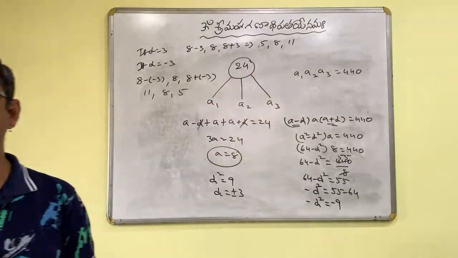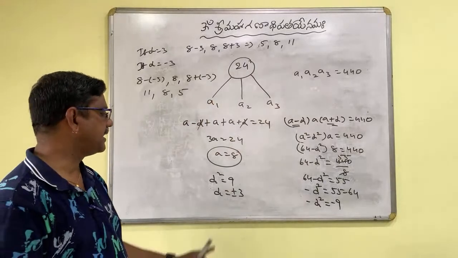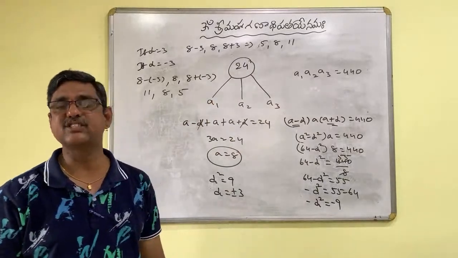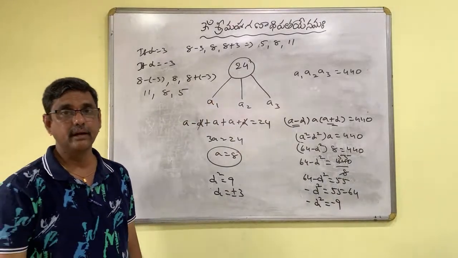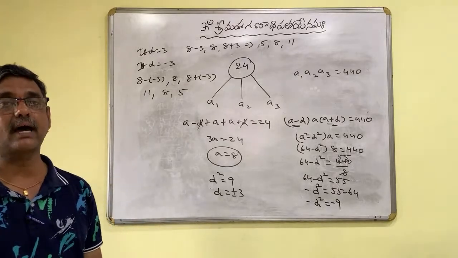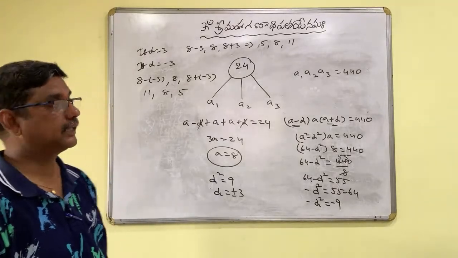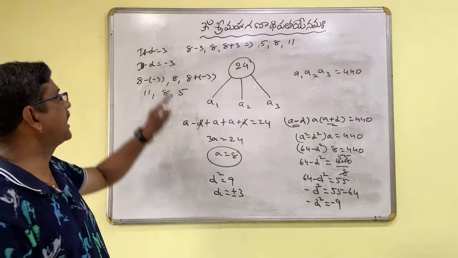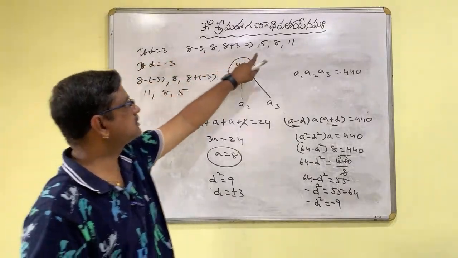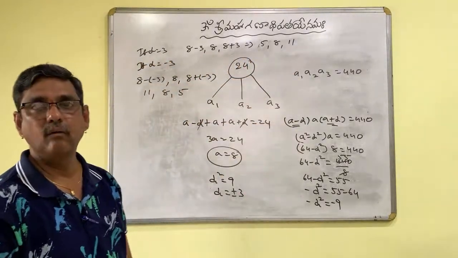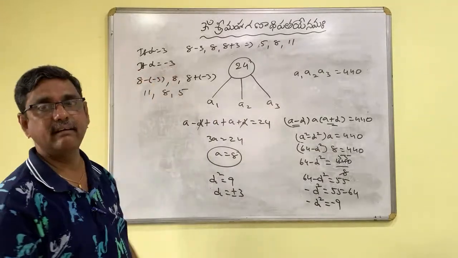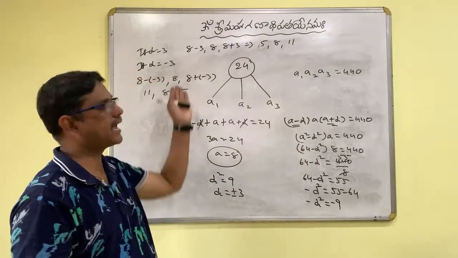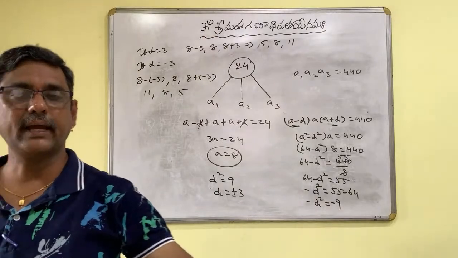Okay? We need to consider D as plus or minus 3. Don't take only D is equal to 3. You have to take plus or minus 3. I think you need to write the cases. What happens if D is 3? Numbers are 5, 8, 11. What happens if D is minus 3? Numbers are 11, 8, 5. Same.